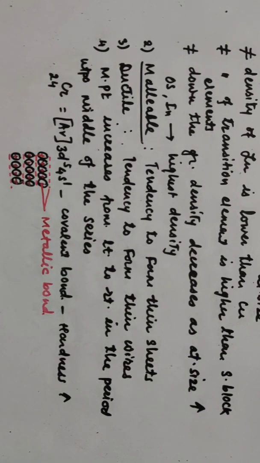So with increasing unpaired electrons, the number of metallic bonds also increases, and so the melting point of these elements goes on increasing up to the middle. After chromium, what happens? The pairing takes place. The number of unpaired electrons decreases as pairing of the electrons takes place here, and so the number of covalent bonds and also metallic bonds decreases, and the melting or boiling point of these elements goes on decreasing.